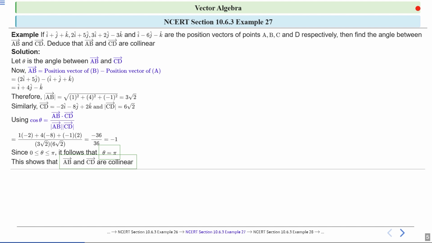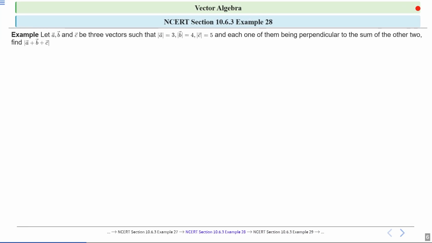Got it. So next is NCERT section 10.6.3, example 28. So let's see how can we solve this. This example says, let A vector, B vector, and C vector be 3 vectors such that magnitude of A vector is equal to 3, magnitude of B vector is equal to 4, magnitude of C vector is equal to 5, and each one of them being perpendicular to the sum of the other two. Find magnitude of A vector plus B vector plus C vector, right? We have to basically find the magnitude of A vector plus B vector plus C vector, okay? So let's see the solution part. How can we solve this, right?